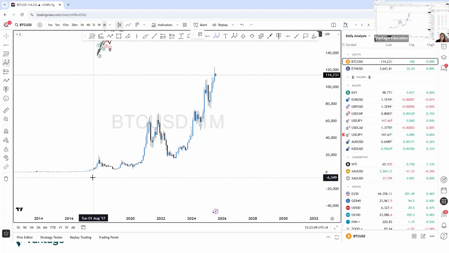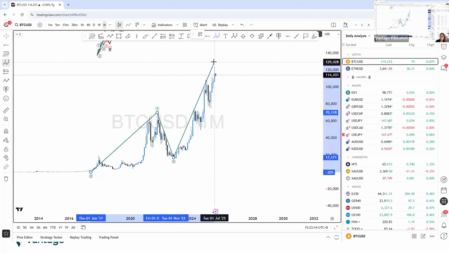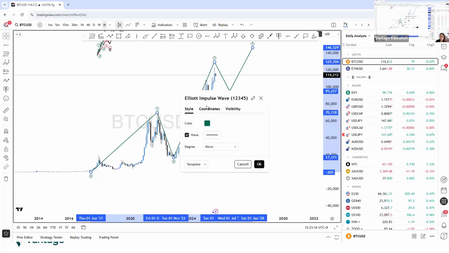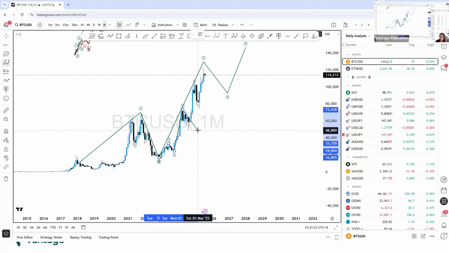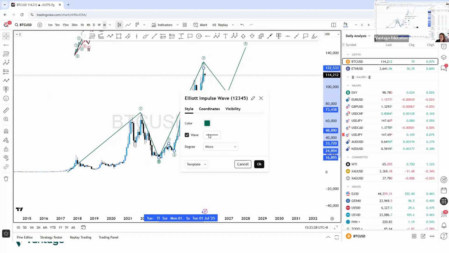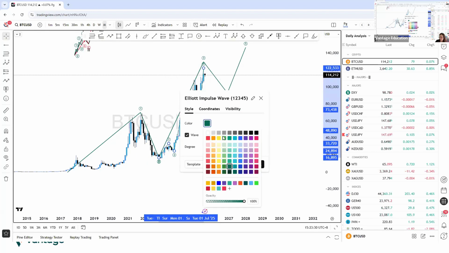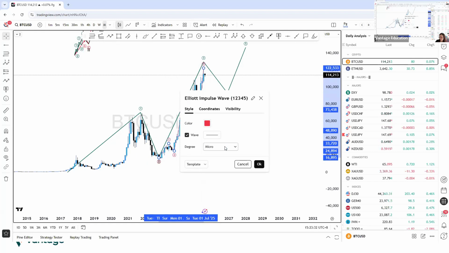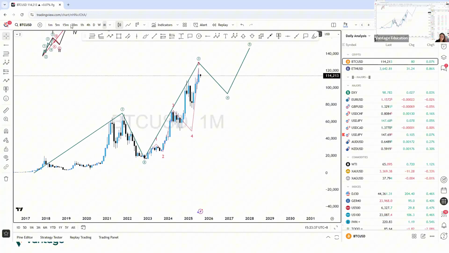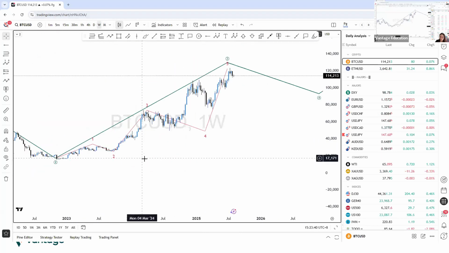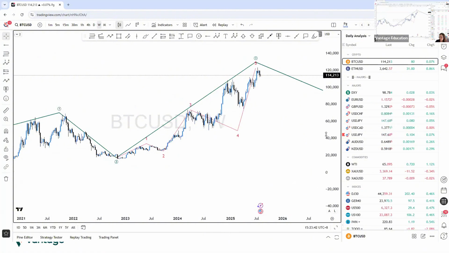I would pick 1, 2, 3, 4, 5, if I want to count like that. And I would say this one will be 1, 2, 3, 4, 5. Okay, let's say if we want to zoom in, we go to weekly. What are you going to see here in weekly?